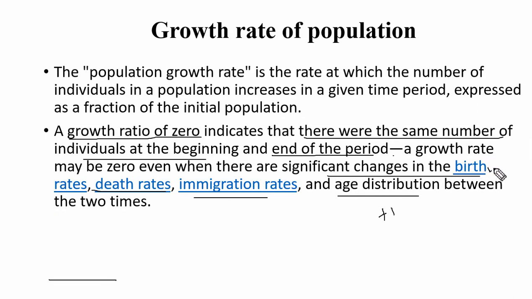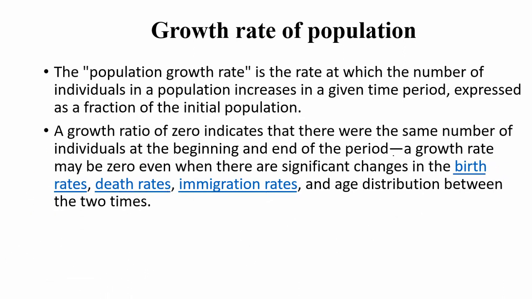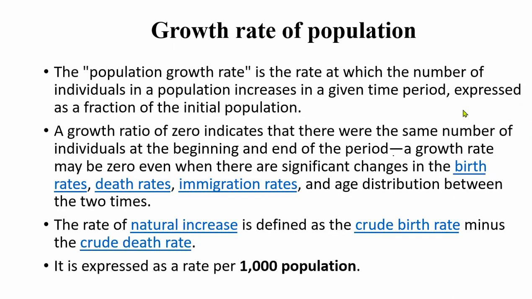For these terminologies, birth rate, death rate, and immigration rate, we will have to look at the basic statistics, and we will have to read that. We'll be going through this in some other video. So right now let's understand what is growth rate of population. There is one more terminology which is called crude death rate. This is also important. That is the rate of natural increase, and the rate of natural increase is defined as the crude birth rate minus the crude death rate. So the crude death rate and crude birth rate are important, and the difference between these two is called natural increase.